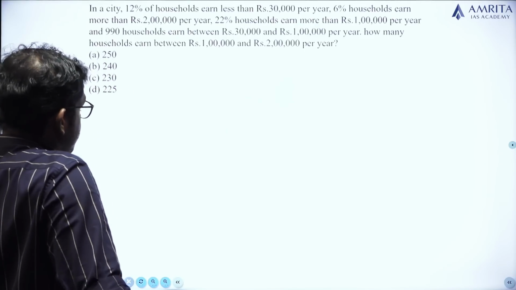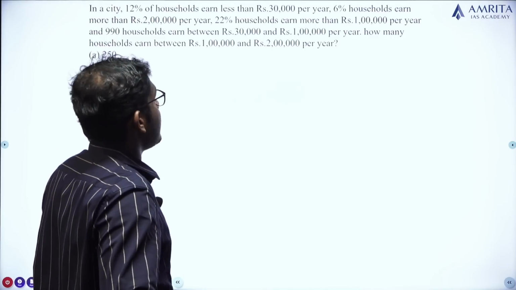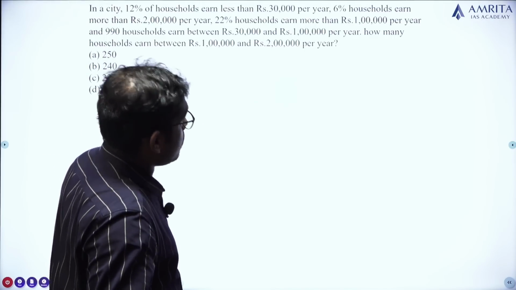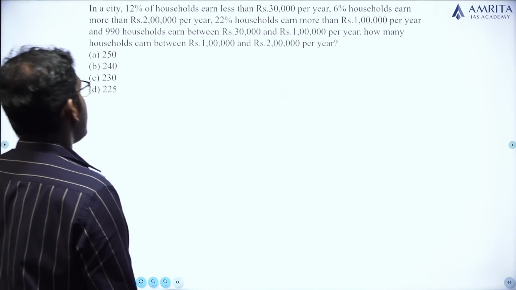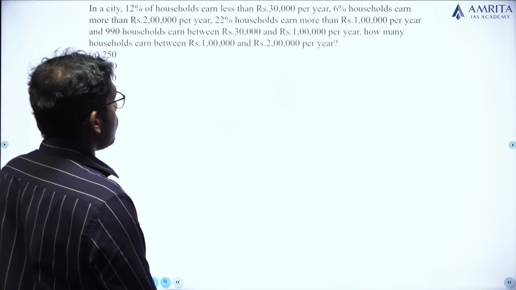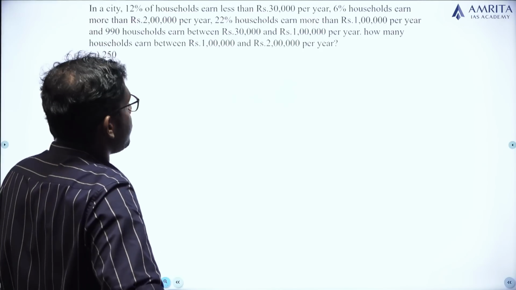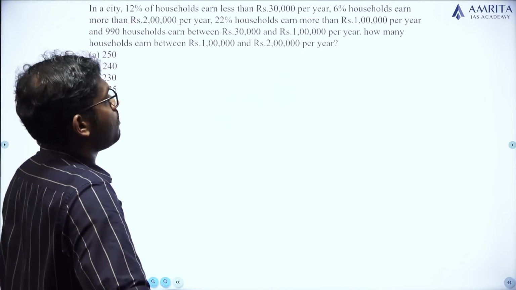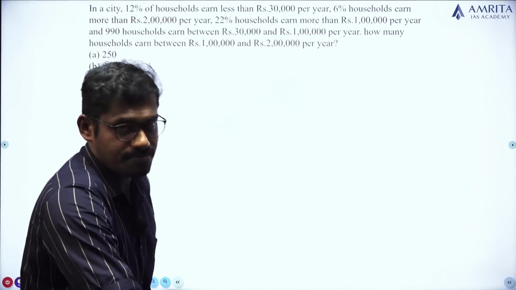Next question. In a city, 12% of households earn less than 30,000 per year. 6% of households earn more than rupees 2 lakh per year. 22,000 households earn more than 1 lakh per year. And 990 households earn between 30,000 and 1 lakh per year. How many households earn between rupees 1 lakh and 2 lakh per year?